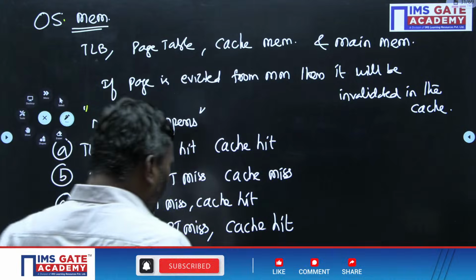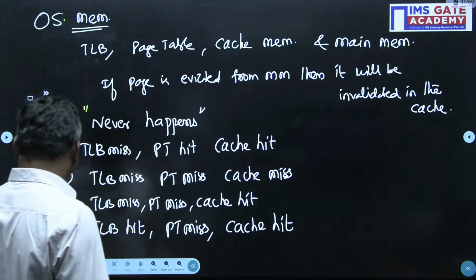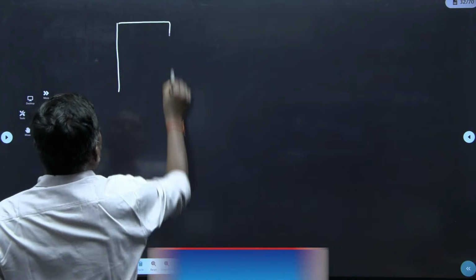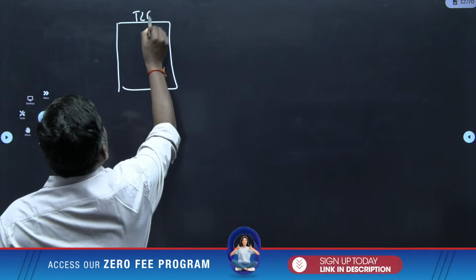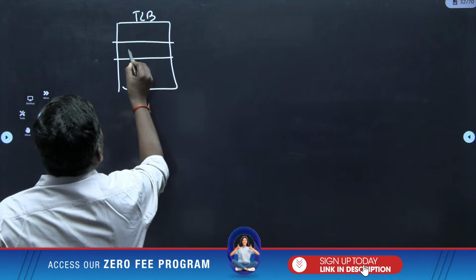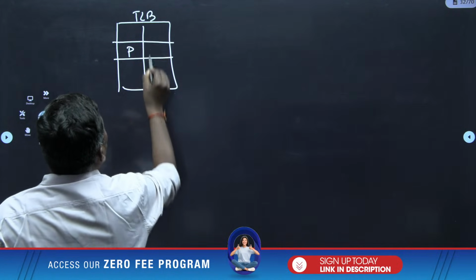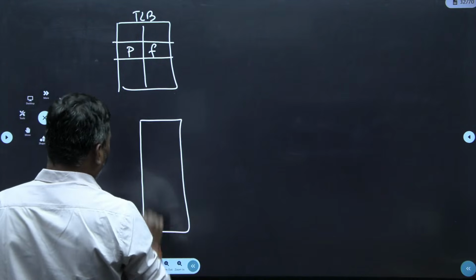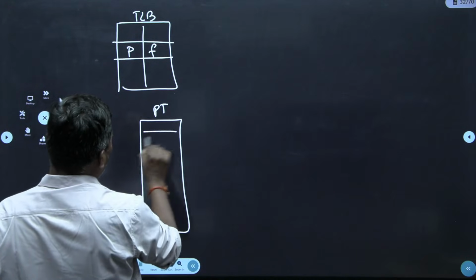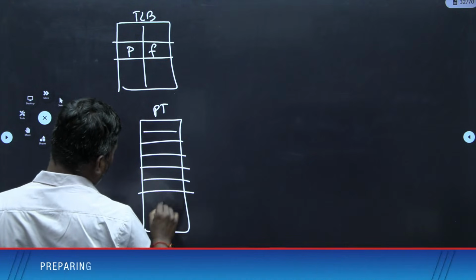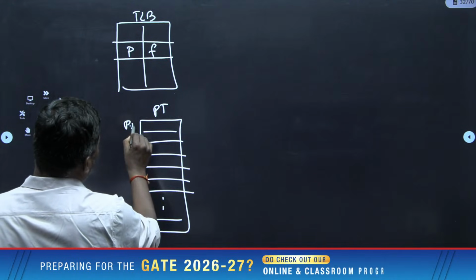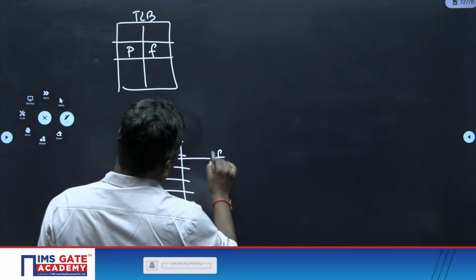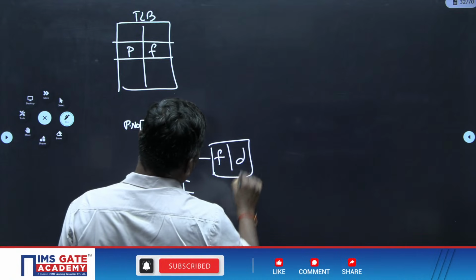So what we know is that concepts from memory management, if you studied, there is a TLB like this. TLB contains recently referred pages, with the corresponding frame numbers. Now here is a page table. The page table has page numbers, and inside, frame numbers will be there. You can take this frame number, we can pad D.